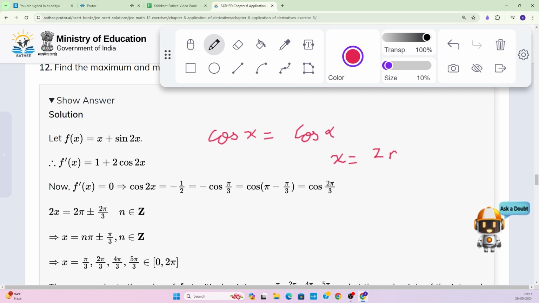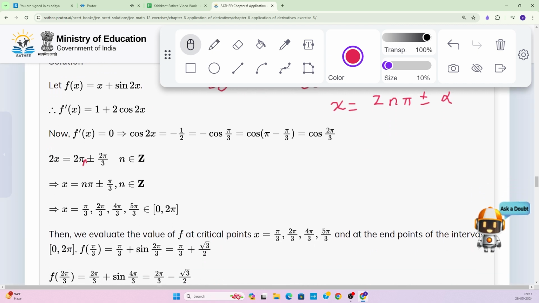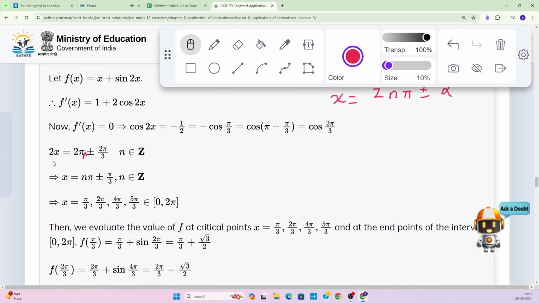Okay, it is 2nπ ± α. Clear? We know this thing. So from here what you can say is that 2x = 2nπ ± 2π/3. So here it must be somewhere n. Okay, clear? Now 2 will be cancelled, x will be nπ ± π/3. Obviously we are taking n from integers, so this means x is equal to this.